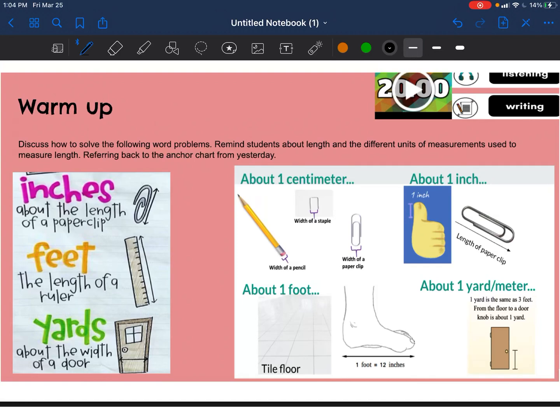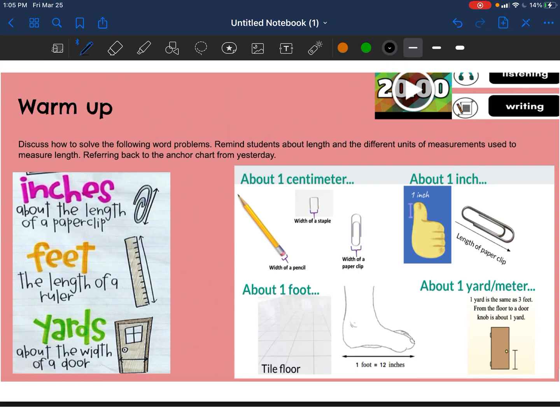All right, good morning, friends. So today we are going to continue talking about measurement, but it's going to look a little bit different today. We're going to do measurement word problems. So length word problems, okay?